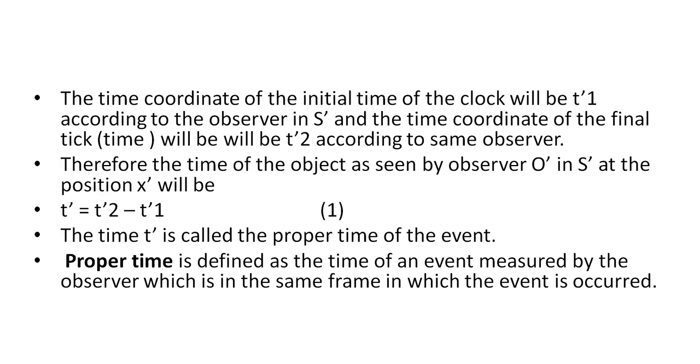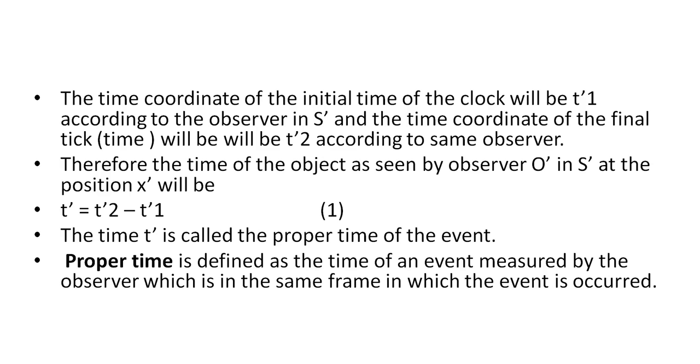Now the time coordinate of the initial time of the clock will be t1 dash according to the observer in S dash, and the time coordinate of the final time will be t2 dash according to the same observer. So according to observer O in frame S, the time will be t1 and t2, and according to observer O dash in frame S dash, the time will be t1 dash and t2 dash. Therefore, the time of the object as seen by observer O dash in S dash at the position x dash will be t dash equals t2 dash minus t1 dash. This time t dash is called the proper time of the event.